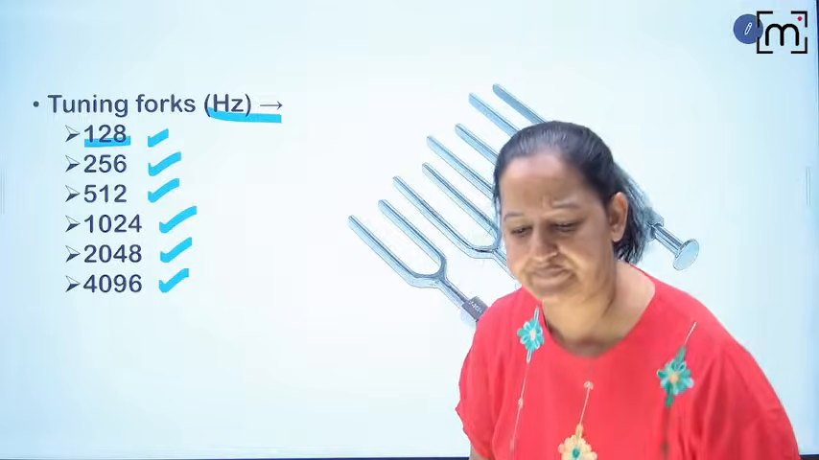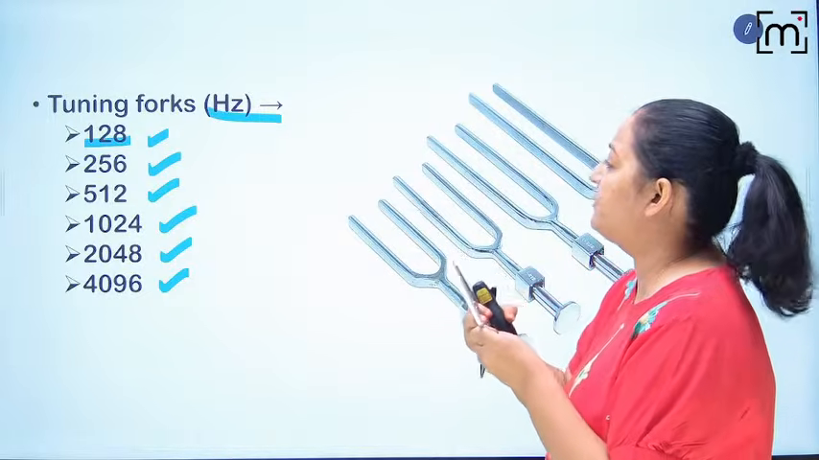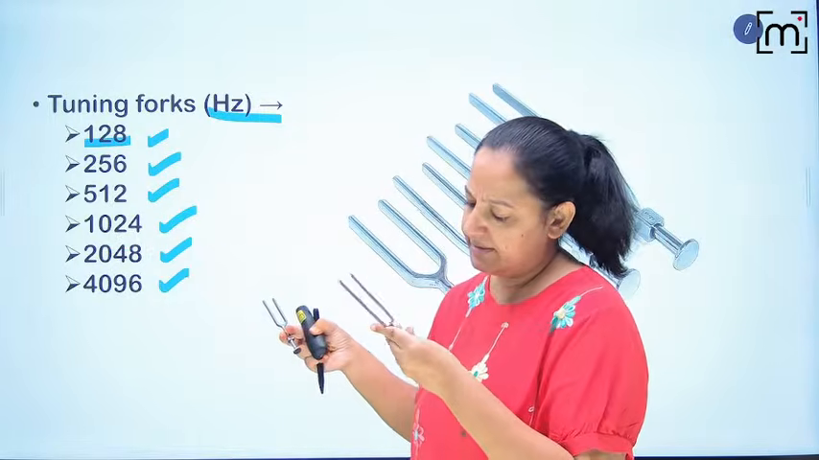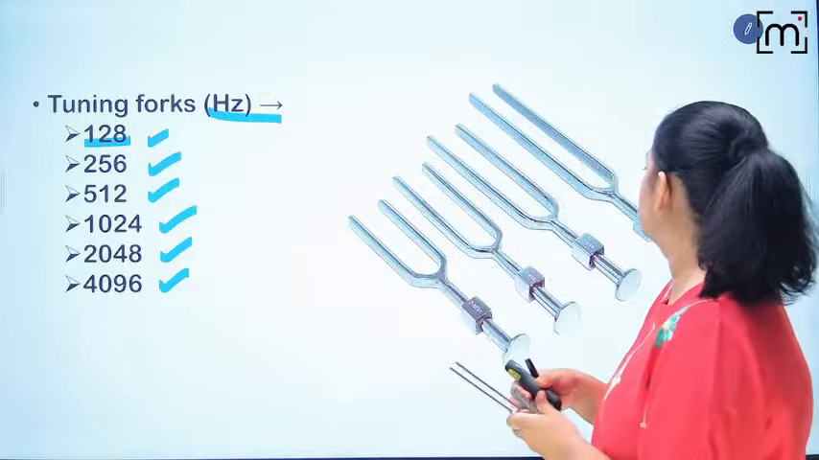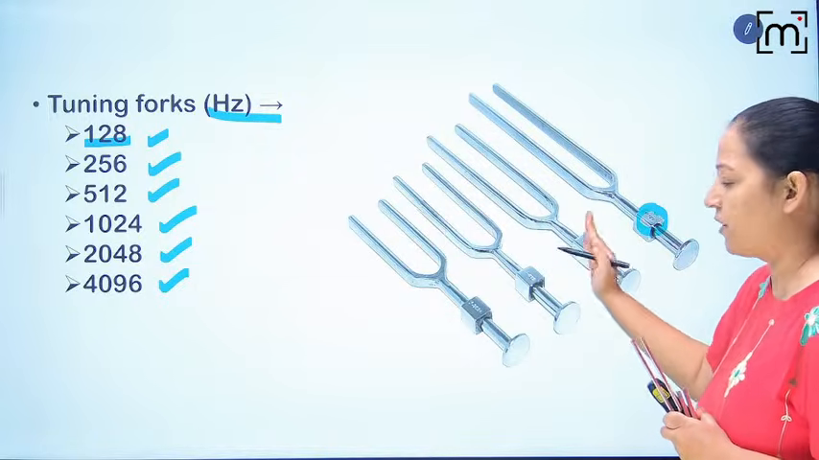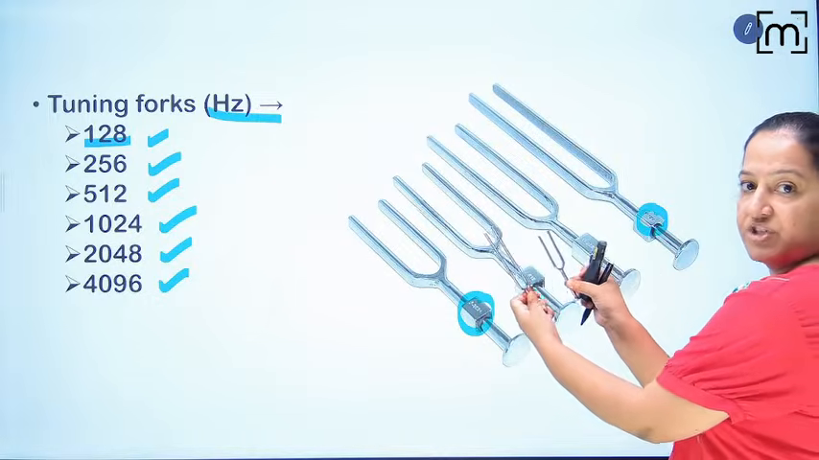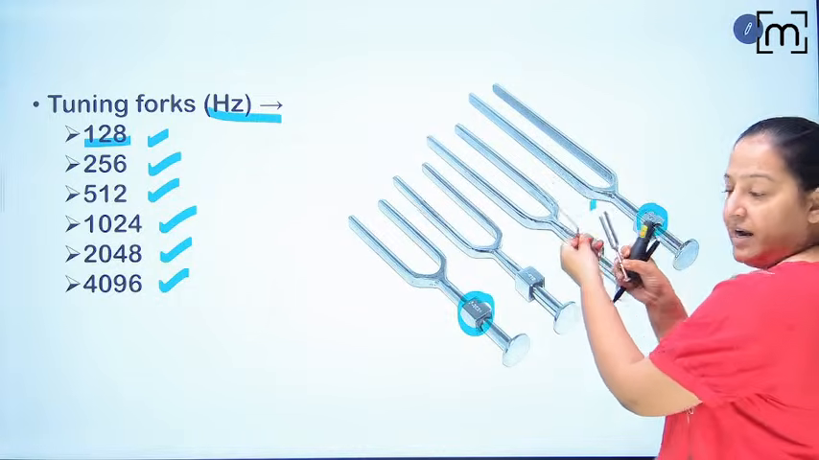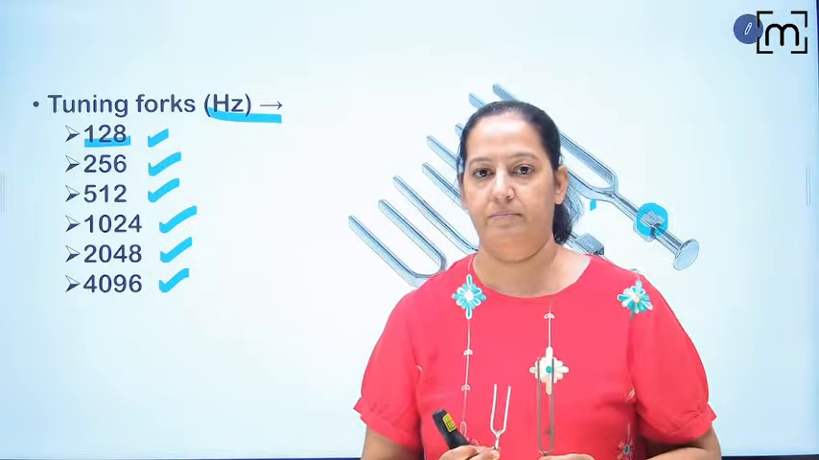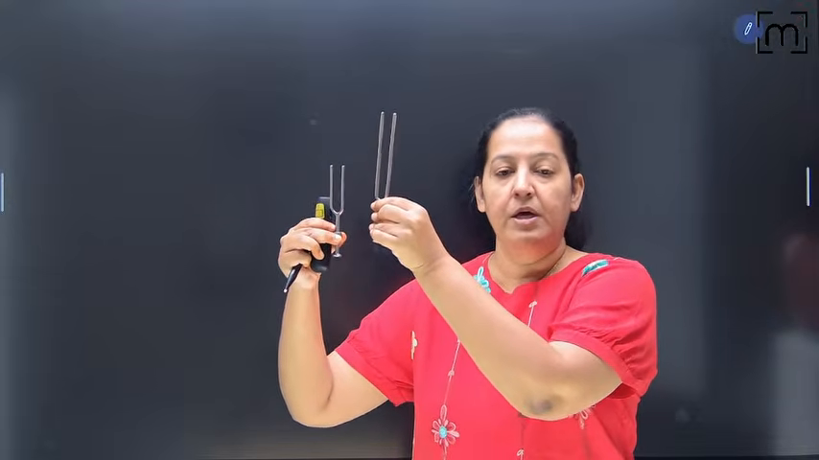I'm having 2 with me. Not all of them. I guess I'm having the 1024 with me. This one is 1024 and this one is 128. So the longer one is the lower frequency. This one is 128 and as you go smaller, I'm having 1024. You can see the difference in their length. This one is longer and this one is shorter. Have you appreciated the 2? So this is 1024. This is 128. The remaining I'm not having, but they all are available.